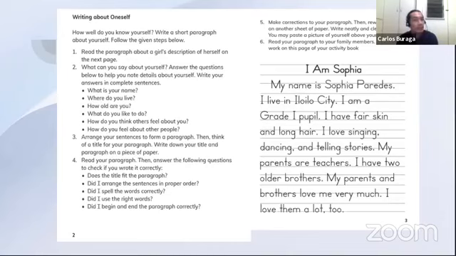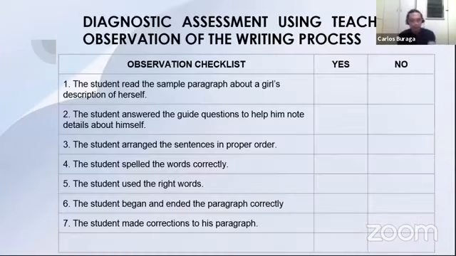Then we used the assessment of Vibal to measure their comprehension. With this activity, we can easily assess their comprehension skills through observing the process that they went through. Here we can diagnose what stage of the writing process the student has difficulty in. During planning, organizing, writing, editing, and revising, and the result would help us make necessary interventions. So we have here this diagnostic assessment tool that can be assessed using a teacher observation checklist of the writing process.